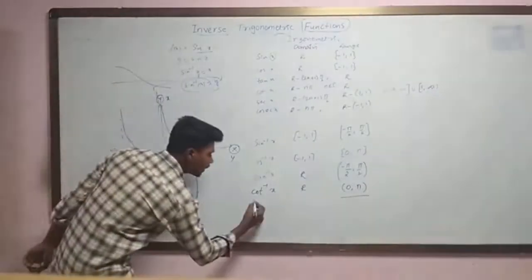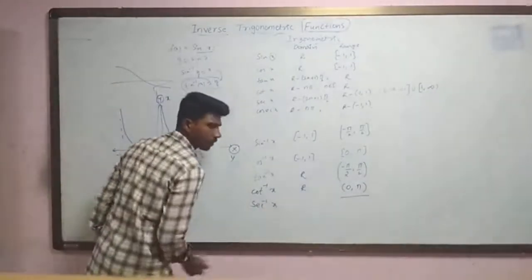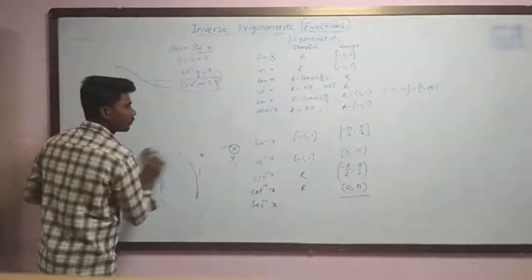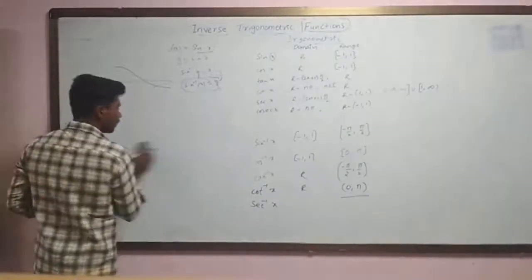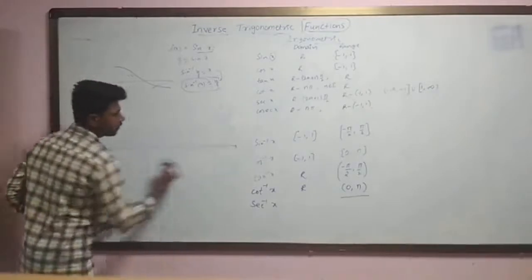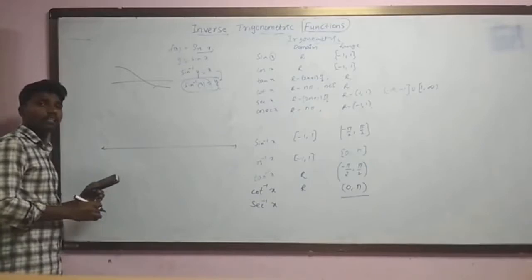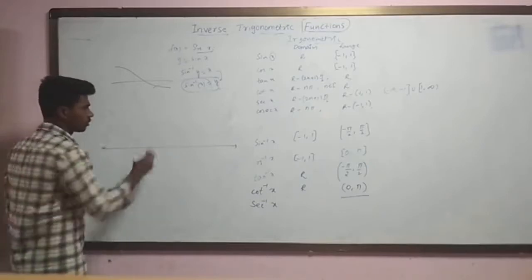Next, secant inverse x. So I draw the graph of secant x first, which is nothing but the reciprocal of cos.